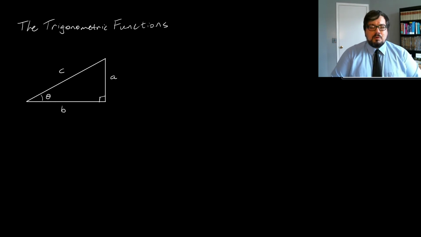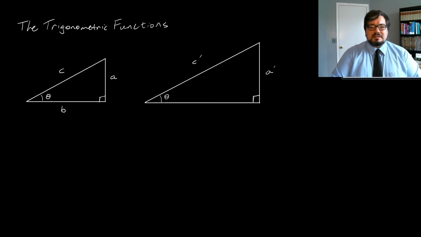Now, the important thing to note here is that if I were to construct another triangle, which is larger but has the same angle measurement in the acute angle theta here, then these two triangles are similar. And even though these side lengths, A prime, B prime, and C prime, will be different than the side lengths of the first triangle over here, what we do have is a relationship between their ratios.